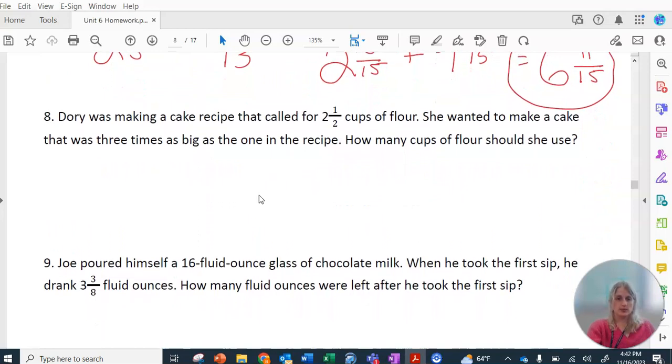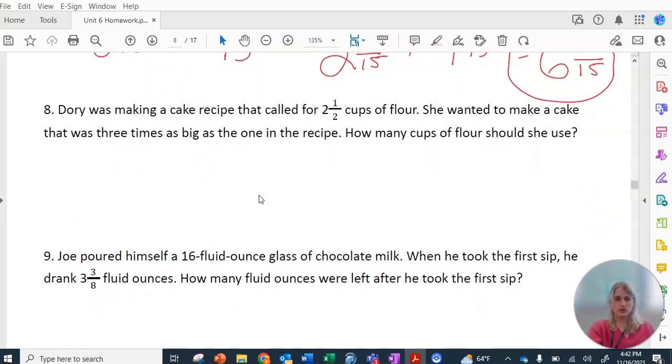Dory was making a cake recipe that called for 2½ cups of flour. She wanted to make a cake that was 3 times as big. Oh, it even tells you what we're doing. 2½ times 3. Remember that you need to make your mixed number into an improper fraction, and you need to make your 3 into a fraction before you can multiply.